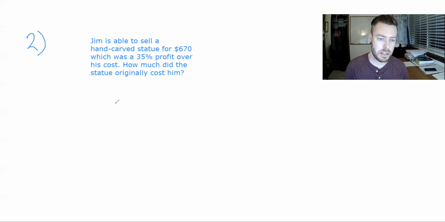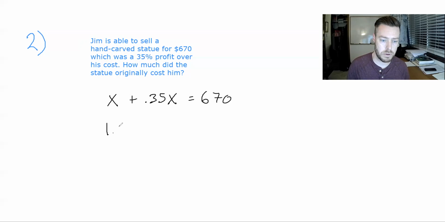If we think about it this way, we know we're going to have the original cost, let's just name it x, plus some percentage of the original cost. In this case, it's 35%, so 0.35 of the original cost, because it's 35% profit, equals 670, because that's how much money he made. So we add our x's together: 1.35x is equal to 670.